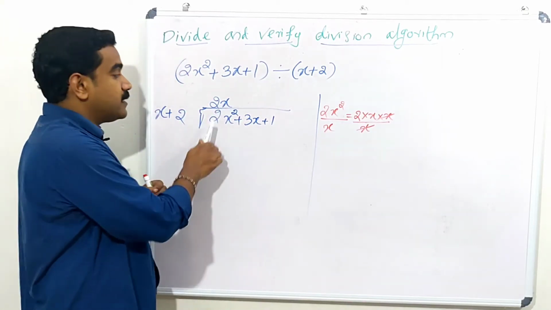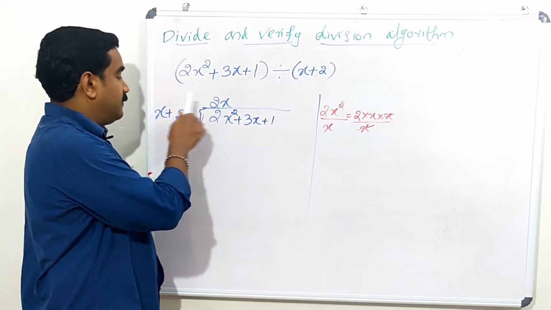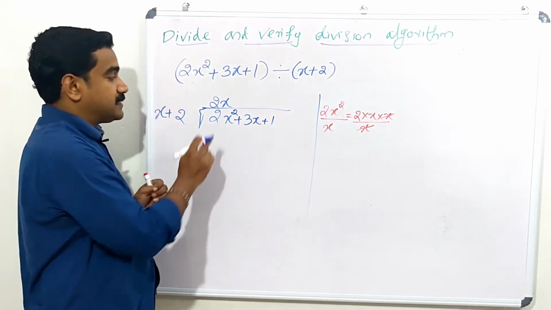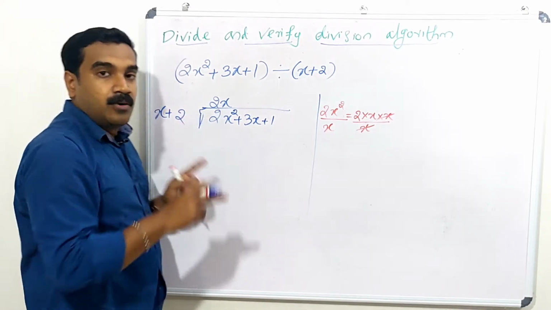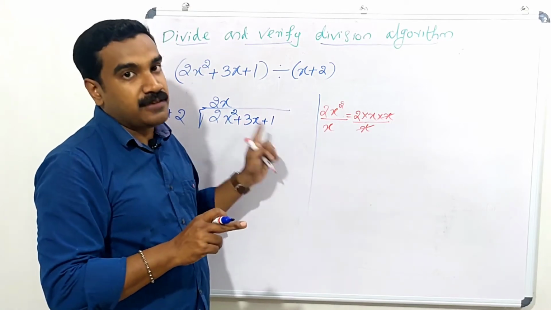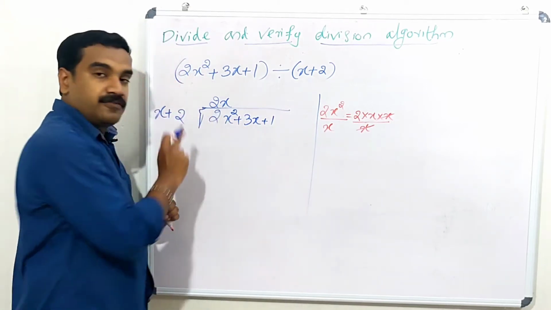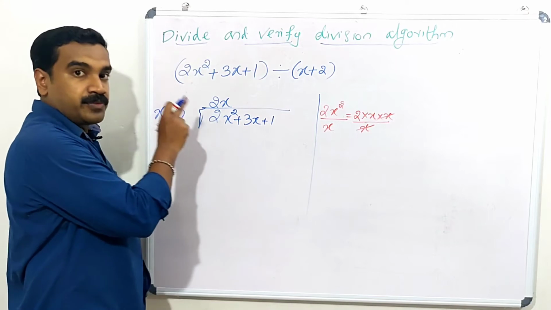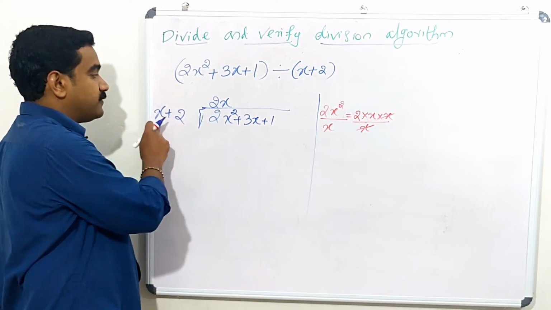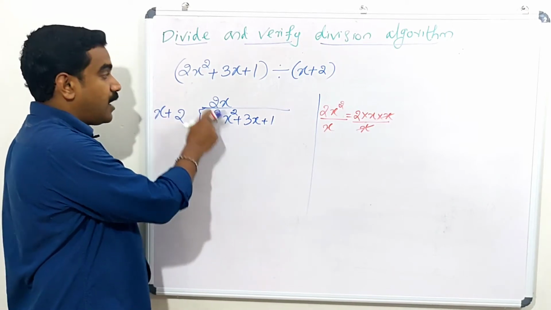How do we get the 2x? First term of the dividend divided by the first term of the divisor: 2x square divided by x. Both x cancel, and you get 2x. That is the first term of the quotient. After getting the first term of the quotient, 2x, you multiply this 2x with x plus 2 and write it here. How?